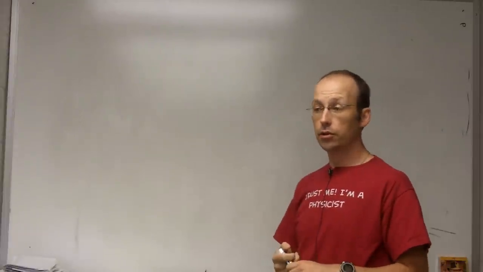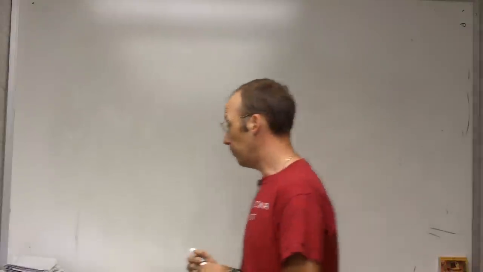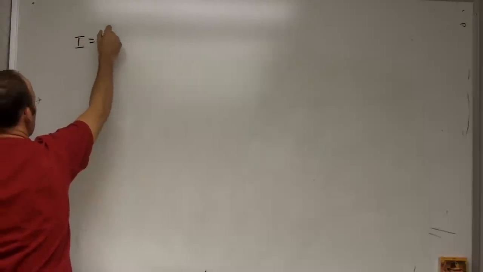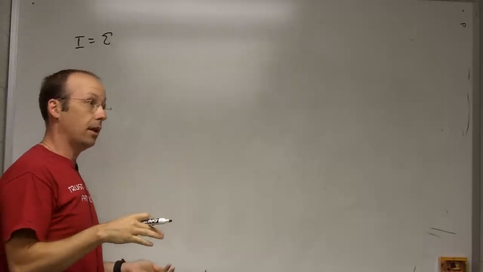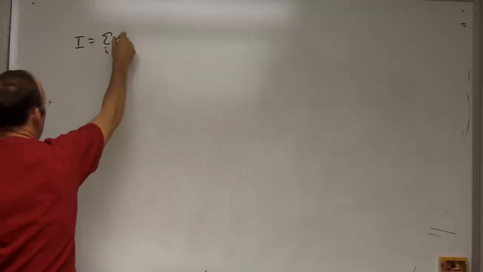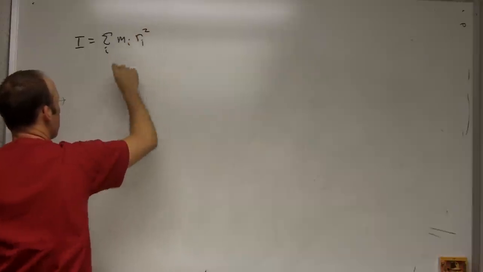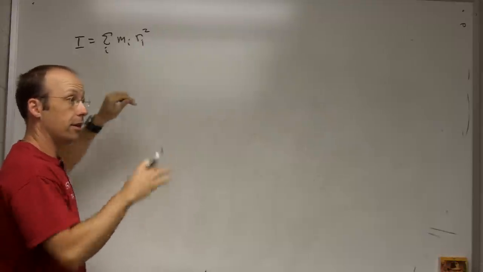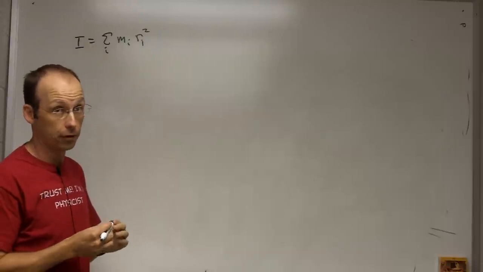Okay, so I said that I would show you the derivation of the moment of inertia of a disk. For discrete masses, the moment of inertia, which I like to call the rotational mass, because it does the same thing in rotational dynamics that mass does in linear dynamics, is the sum over all the masses, the mass of each mass times the distance from the axis of rotation squared. This formula assumes that there is a fixed axis of rotation. So you get a scalar value for the moment of inertia.